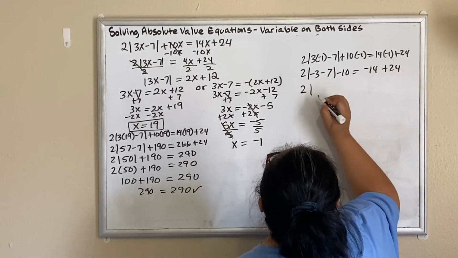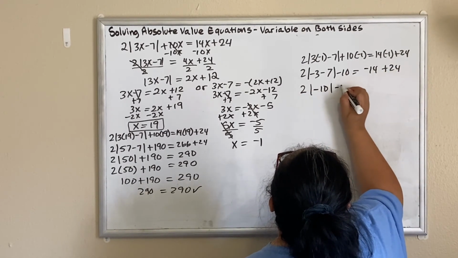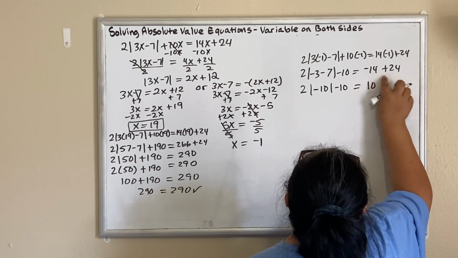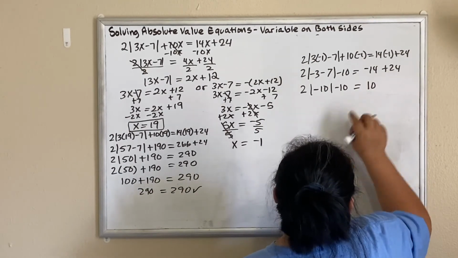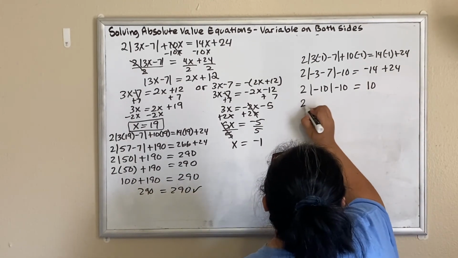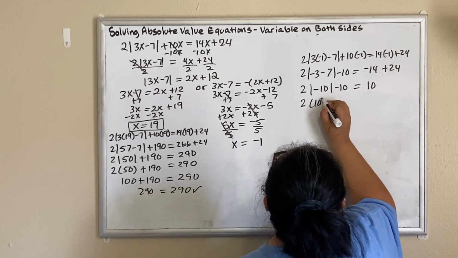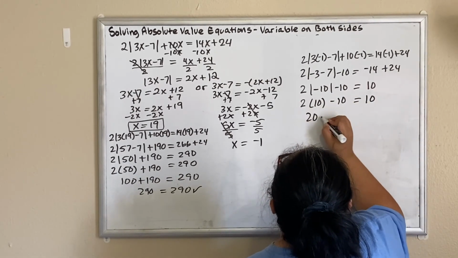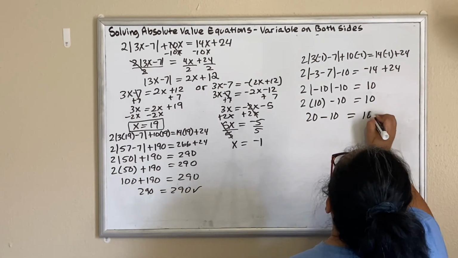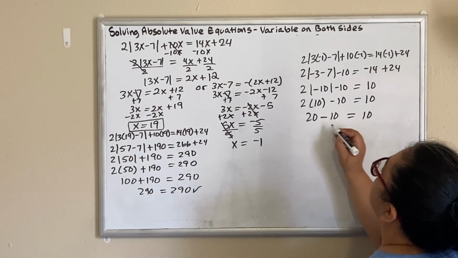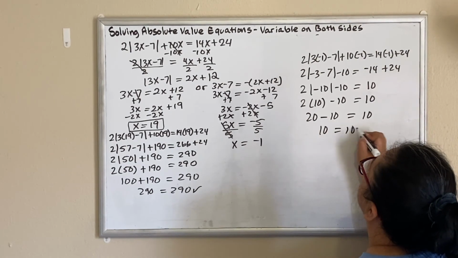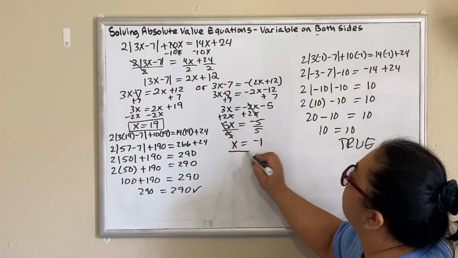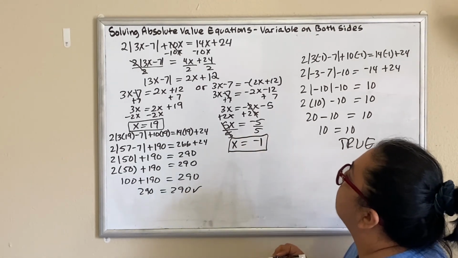So this will be 2 times the absolute value of negative 10 minus 10 equals positive 10, because negative 14 plus 24 is positive 10. So here we're going to have 2 times 10 minus 10 equals 10. So now we're going to have 20 minus 10 equals 10. And 20 minus 10 is 10, so 10 equals 10, which is true. So this is a true statement. So x equals negative 1 is also a solution.